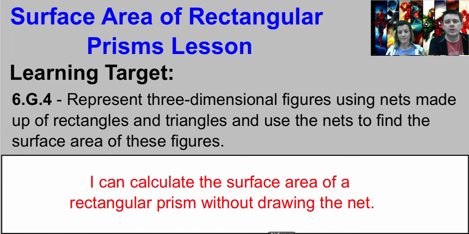So get your learning target down. 6G4: represent three-dimensional figures using nets made of rectangles and triangles, and use the nets to find the surface area of the figures. And I can calculate the surface area of a rectangular prism without drawing the net.